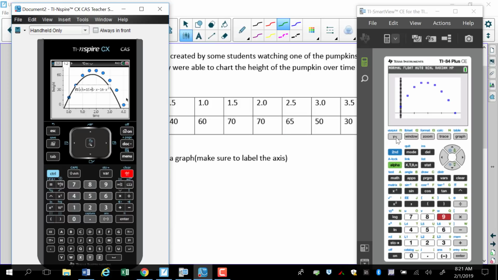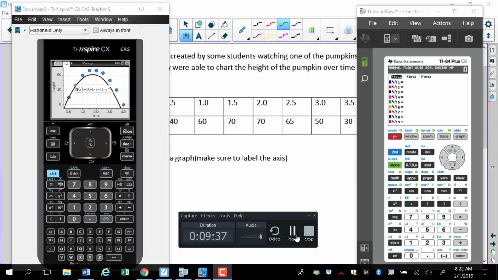If you're going to do it over here, you just go to the Y equals screen and plug it in here. So what I'd like you to do, to get credit for the day, is to find an equation that models this situation and goes through these points the best. Show it to me and receive your credit. Best of luck.